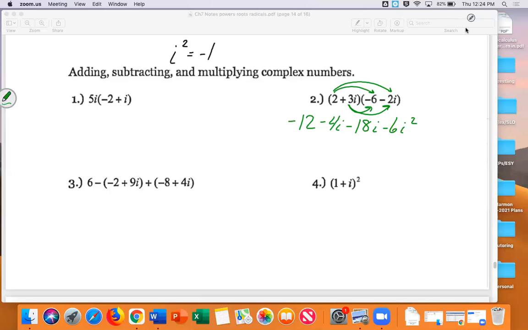So now we combine these two in the middle. So we have -12 minus 22i minus 6, and i squared is -1. So we're just going to combine our two numbers here, -12 and +6. So that's going to be -6 minus 22i.